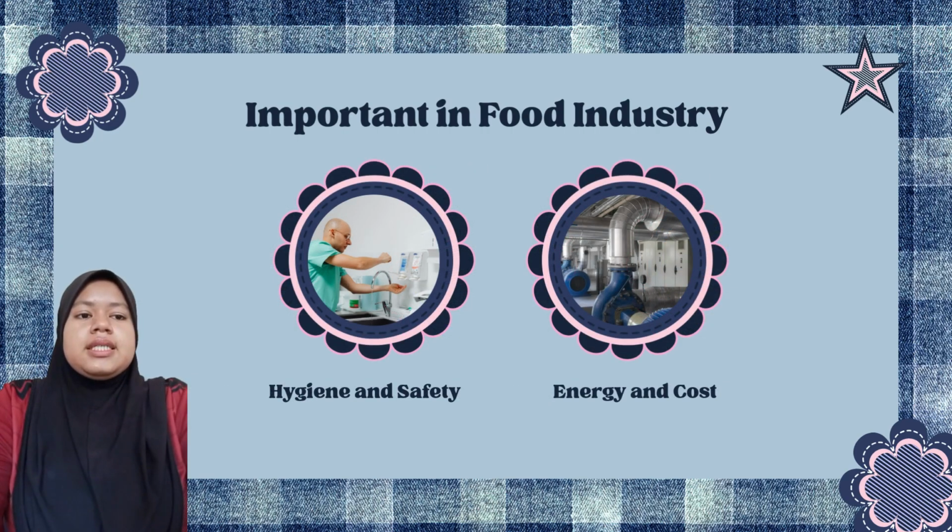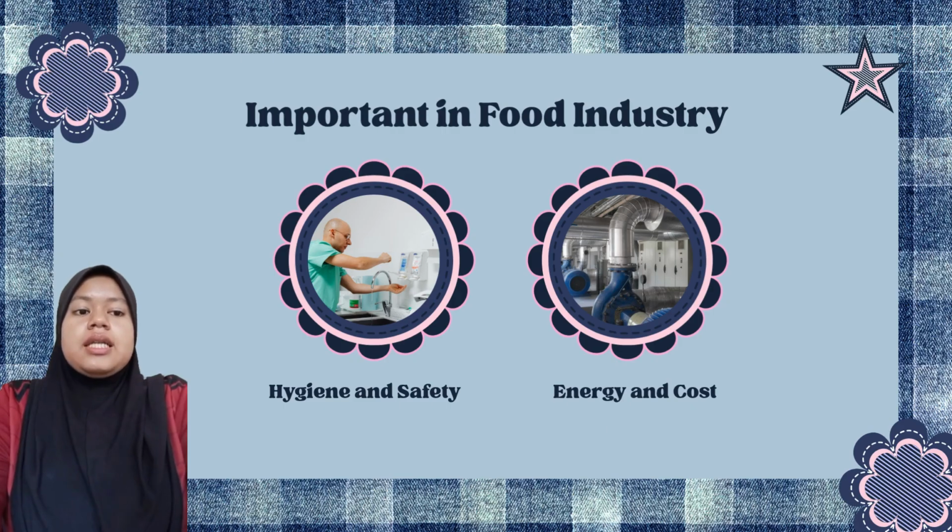The fourth one is hygiene and safety. In cleaning food equipment, turbulent flow helps scrub surfaces and remove dirt or bacteria. But in processing, too much turbulence might spread bacteria if the system isn't clean. Laminar flow, especially of air in clean rooms, helps keep areas sterile by preventing dust and germs from floating around.